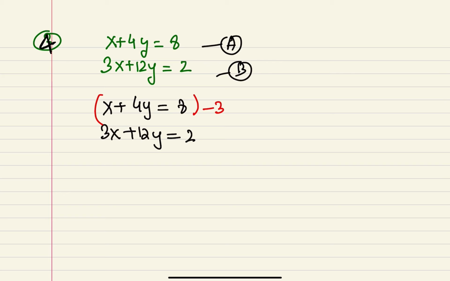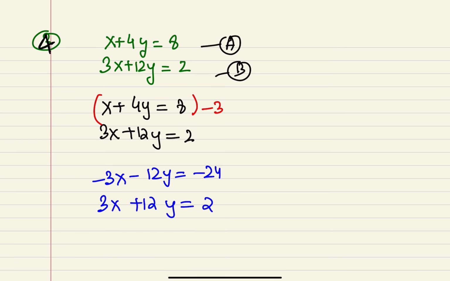So negative 3x minus 12y equals negative 24. And I'm going to leave the second equation as it is because I wanted to make the numbers in front of x's same but opposite. Now let's see what happens.